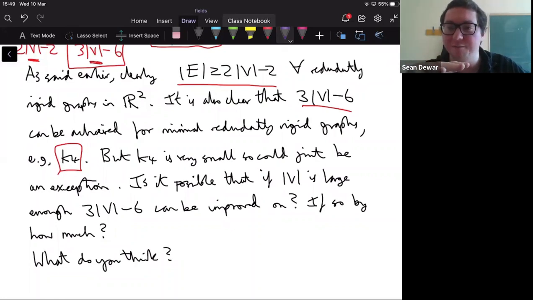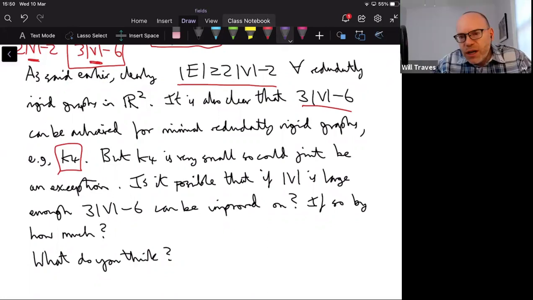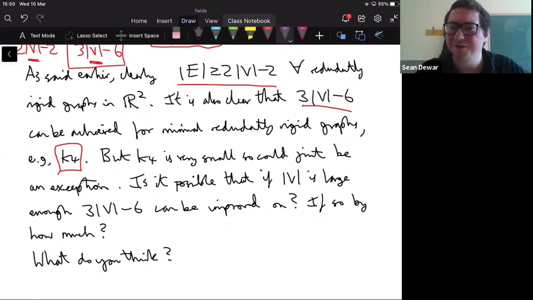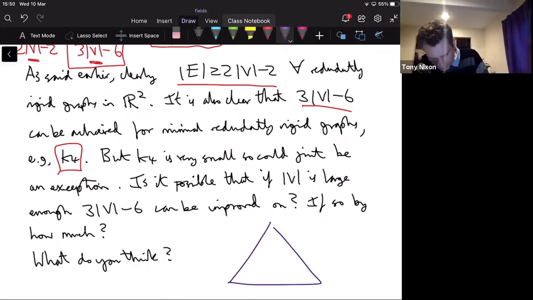I don't know if you'd be minimally redundantly rigid when you go down in the projection. Maybe if you're planar or something, I guess. If it's like a triangulation of the sphere and you flatten it out, maybe that's true. Well, we can draw one of those, I guess. We can just draw a simple one.